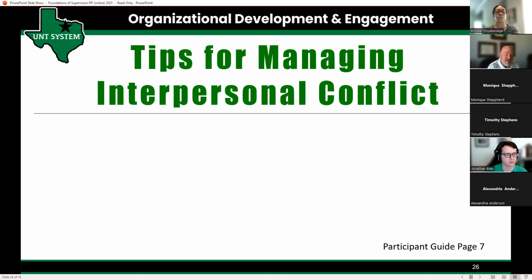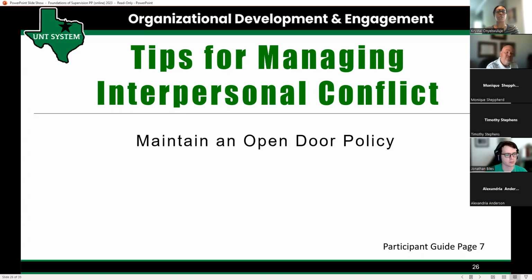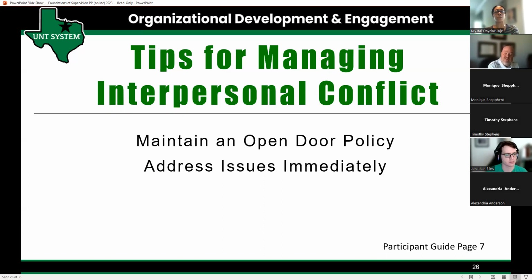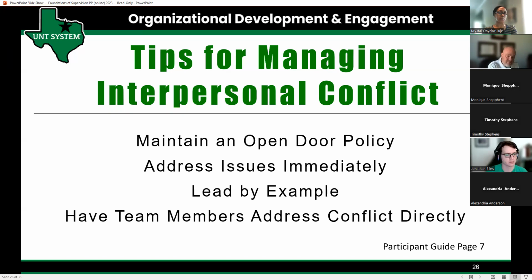So some tips for managing interpersonal conflict. We're going to shift a little bit. One of the things that you're going to do when managing fire is there's all kinds of interpersonal conflict that occurs between employees, with employees, and it's very tiring. And so we want to prevent it from happening. Some ways you can do this is to maintain an open door policy so people know they can come talk to you, to address issues immediately so they don't fester and get worse, to lead by example. Role modeling is always crucial, and to have team members address conflict directly.